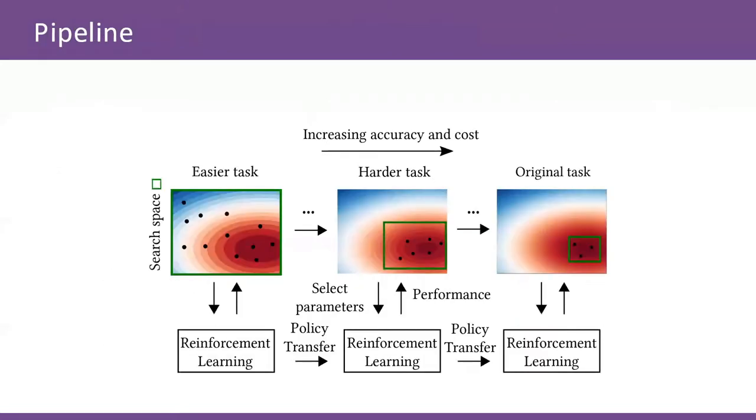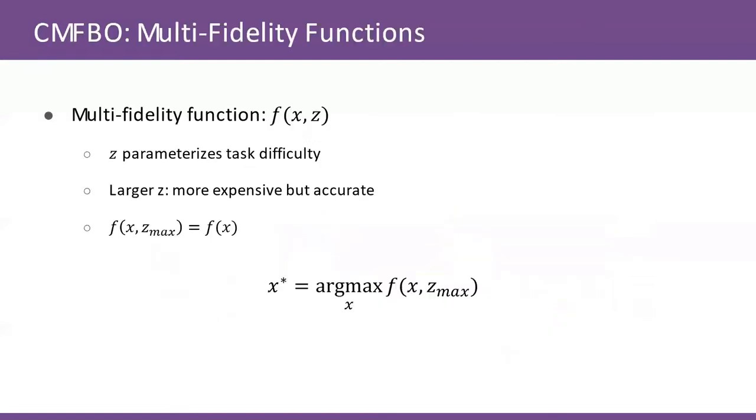We show the pipeline of our method. We first construct multiple tasks. Easier tasks are cheaper but less accurate. Our method employs easier tasks to prune better hyperparameters and shrink the search space to promising regions. Control policies are transferred from easier tasks to more difficult tasks to reduce the computation cost. With the help of cheap approximations, our method can find good hyperparameters fast and efficiently.